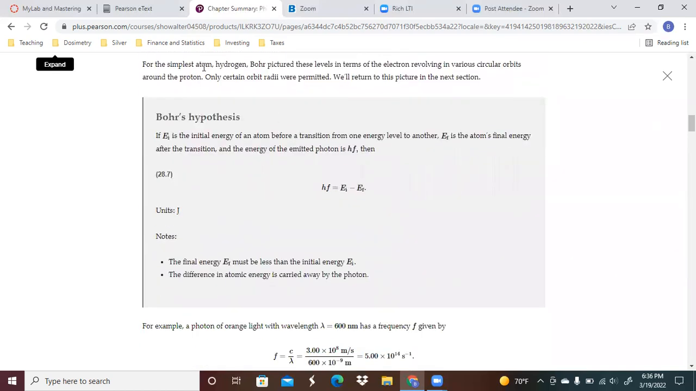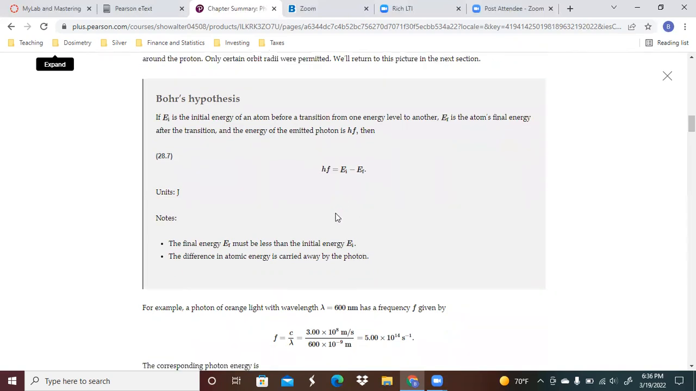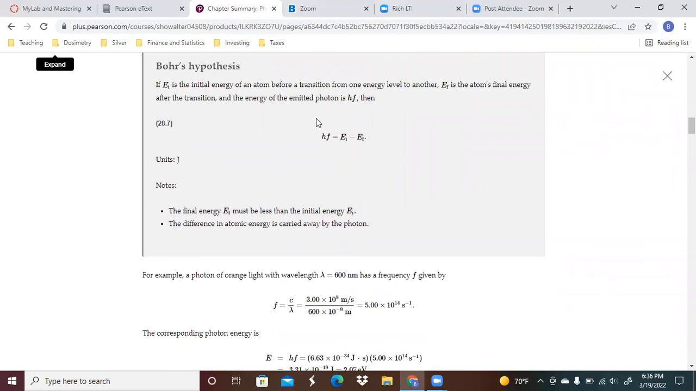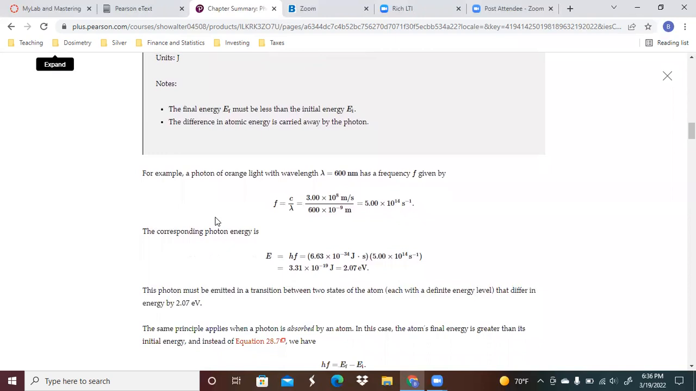For the simple atom, hydrogen, Bohr pictured these levels in terms of the electron revolving in various circular orbits. Only certain orbit radii were permitted, and we'll return to this picture a little bit later. You can see here the energy of the photon is going to be the difference between those two energy levels. Obviously, it's measured in joules.